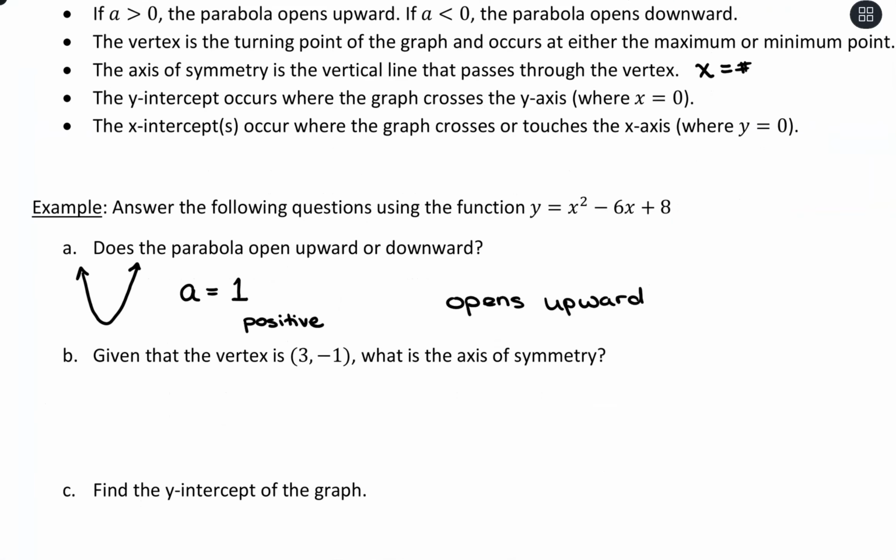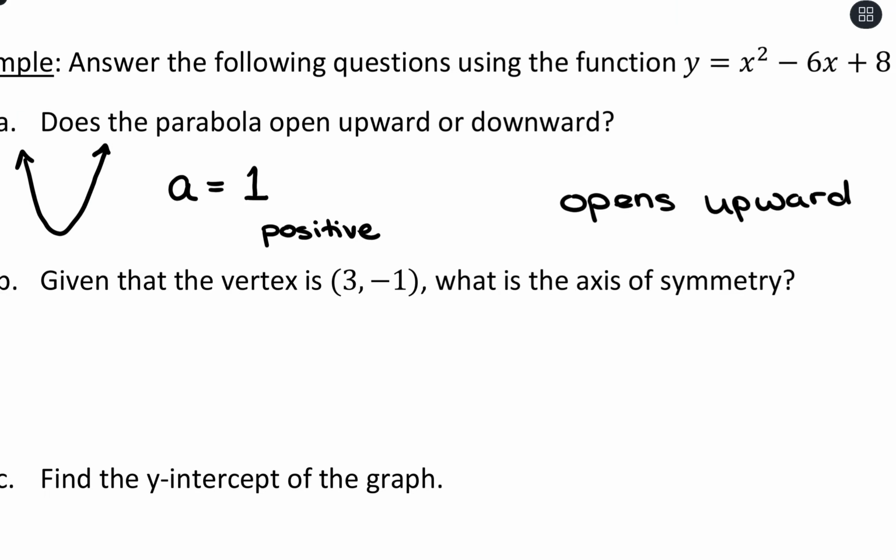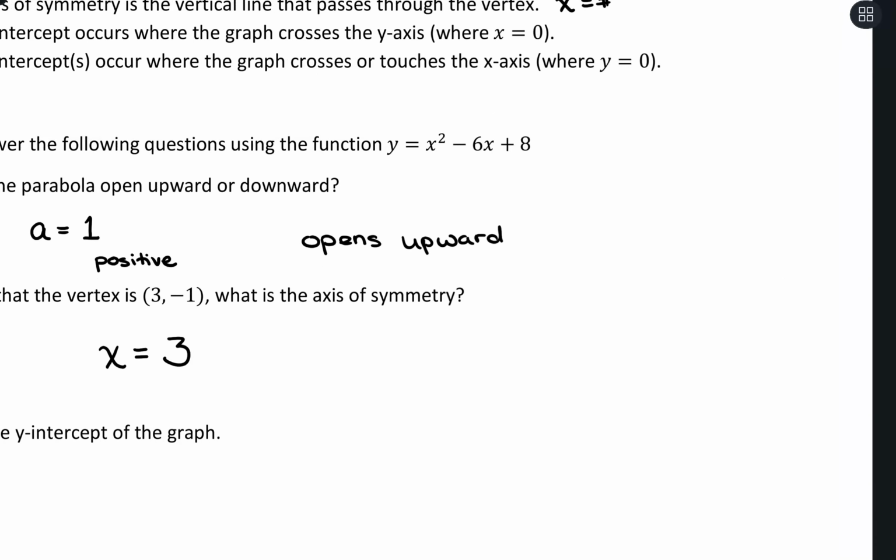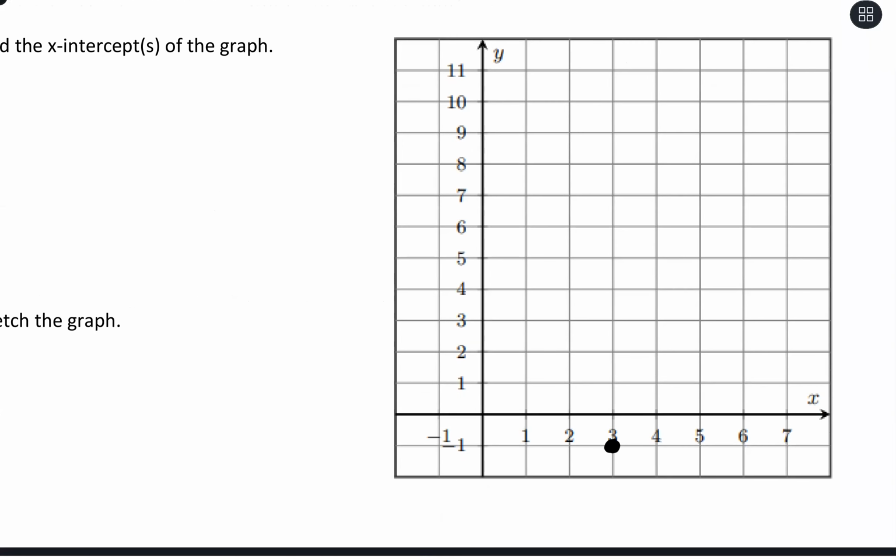So in part B down there, we have our vertex of 3, negative 1. So what is the axis of symmetry? We'll go x equals, and then that positive 3 for that x coordinate. So graphically, we don't have anything to plot, but we can visualize this axis of symmetry as this vertical line going through x equals 3.